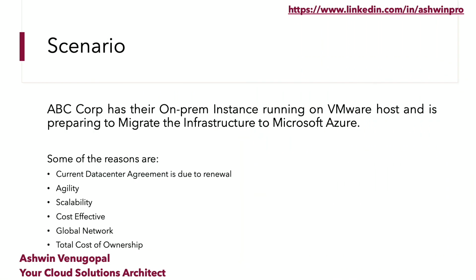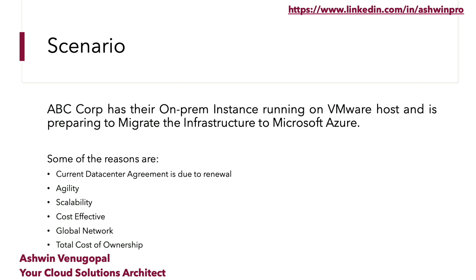Now the next thing I need to do is set up a scenario here. That is, here I'm trying to tell them that I understood your current requirements and the reason that you are moving to Azure. So in this case, I'm mentioning ABC Corp as an on-prem instance running on VMware hosts and preparing to migrate the infrastructure to Microsoft Azure.